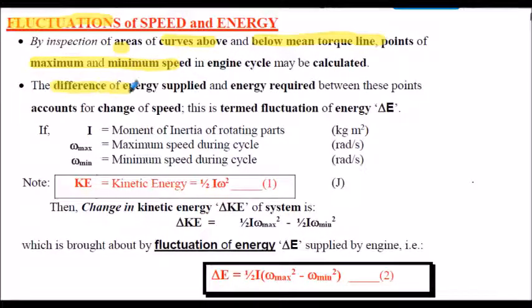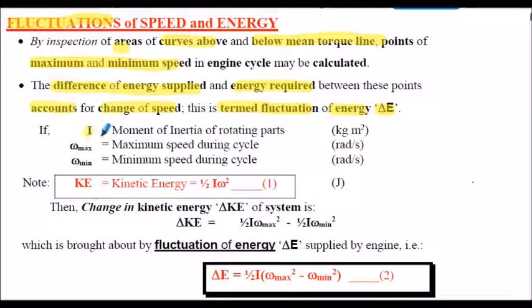So the difference of energy supplied and energy required between these points accounts for the change in speed. And it's termed the fluctuation of energy. That's that delta E symbol. It's actually change of kinetic energy, but we call it fluctuation of energy in this work we're going to do.